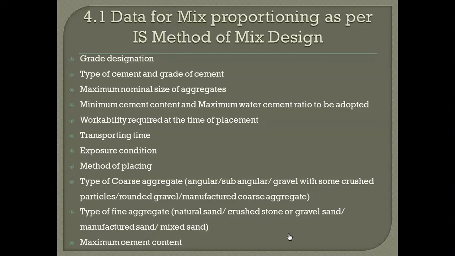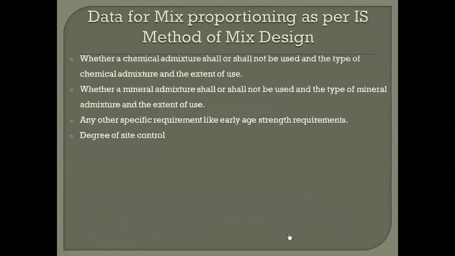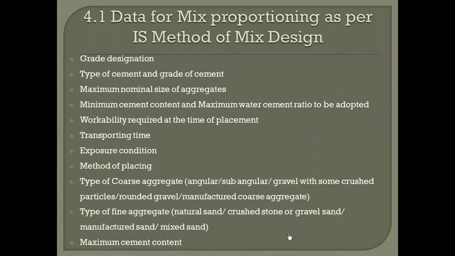So in what condition the building is constructed, that is the field condition, is required. Method of placing, method of compacting, and then type of coarse aggregate, what kind of aggregates we are using, then type of fine aggregate, which type we are using at the site, that is coarse and fine, and maximum cement content for the durability aspects. And if we are using chemical admixtures and mineral admixtures, what kind of chemical and mineral admixtures we are using. All these data are very much essential to get the mix proportions.